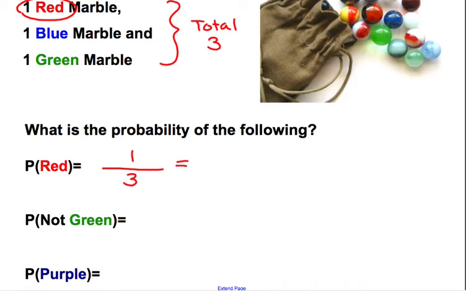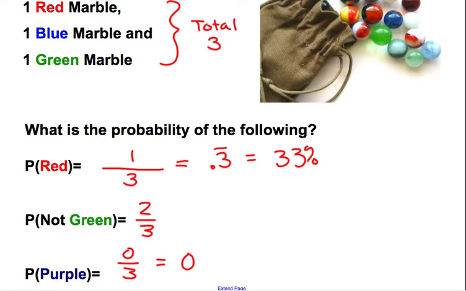Now, sometimes we leave answers as fractions. Sometimes we convert it to a decimal. Sometimes we convert it to a percentage. So you'll see it 3 different ways. Fractions is usually the most common. All right, the next question is the probability that it not be green. Not green would be a red or a blue. So you have a 2 out of 3 chance. The last one is, what is the probability of a purple? Well, if we look up in our marble set, there isn't any purple. So we have a 0 chance of getting a purple marble. So 0 out of 3, 0%.